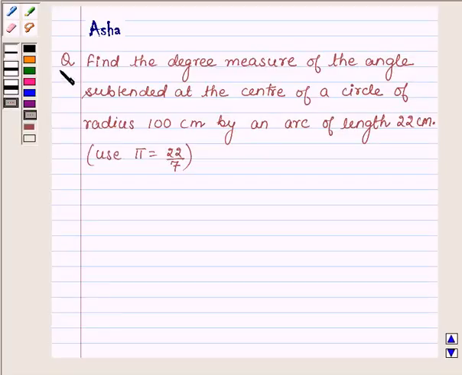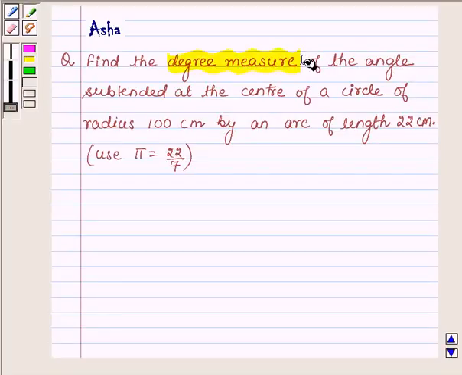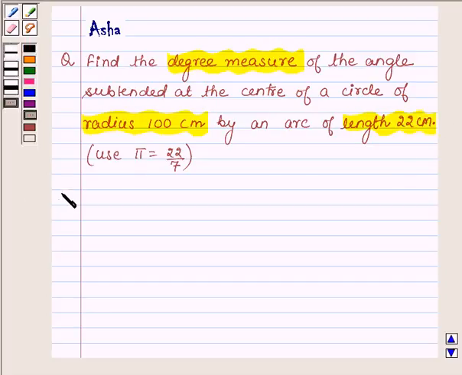Welcome to the session. Let us discuss the following question, which says, find the degree measure of the angle subtended at the center of a circle of radius 100 cm by an arc of length 22 cm. So let us start with the solution.